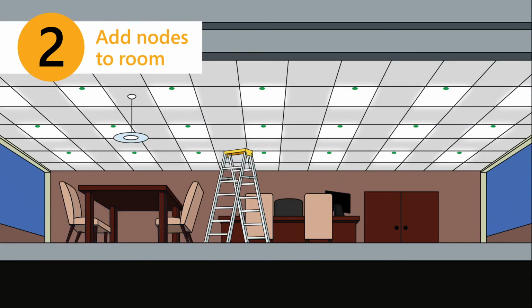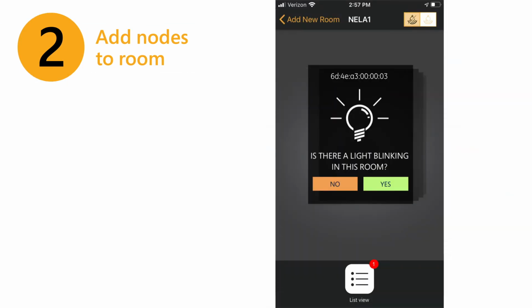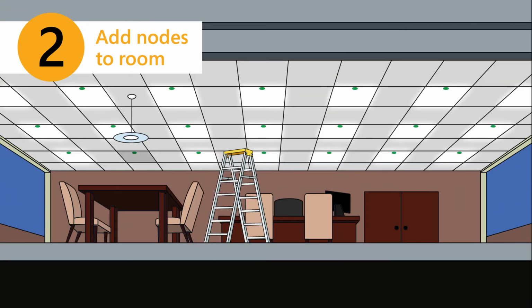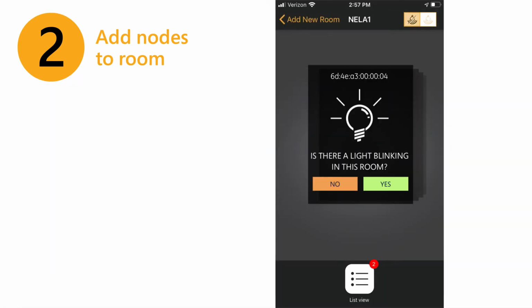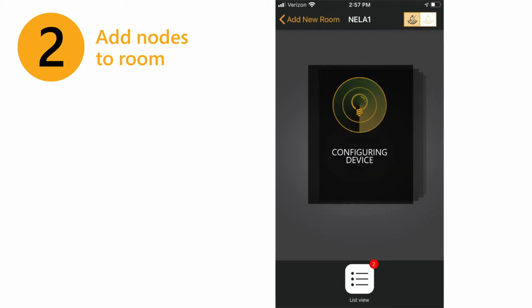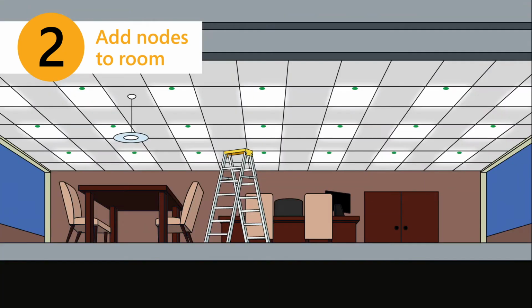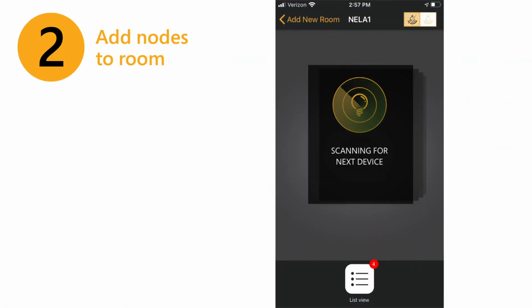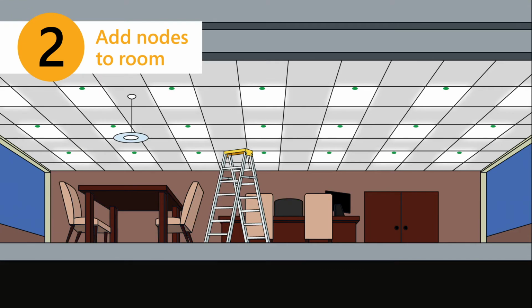A second fixture blinks. Choose Yes to commission the fixture. A third fixture blinks. Choose Yes to commission the fixture. A fourth fixture blinks. Choose Yes to commission the fixture. The process continues until all the fixtures in your room are recognized.